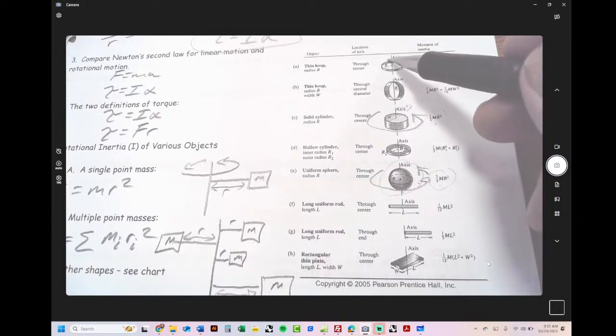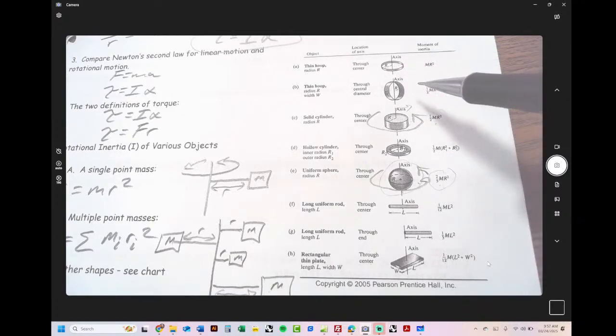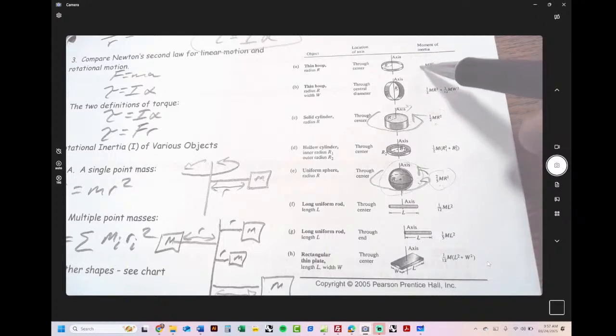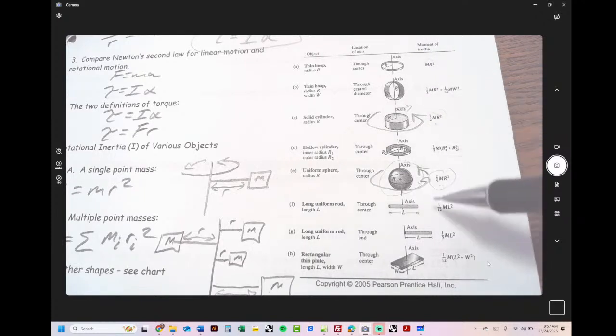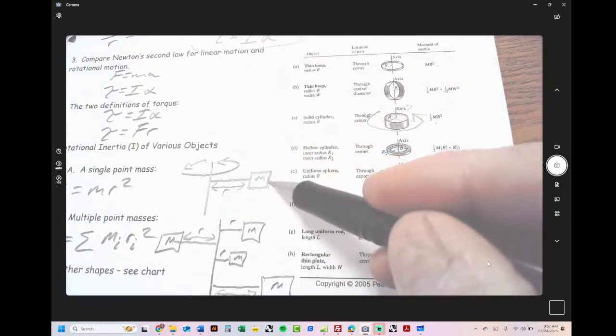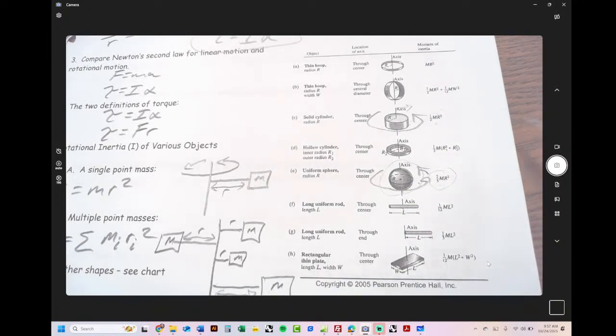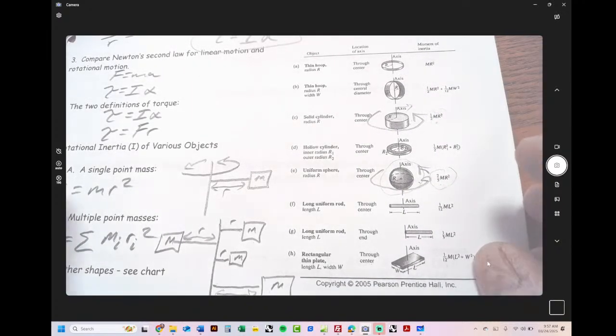If you look at the thin hoop, does it have more mass close to the axis or outside? Outside. It's got the full mr squared. So all these are some multiple of mr squared. And the closer you are to having all of your mass out at some particular radius, the higher that is. So this is the only one that gets the full mr squared.